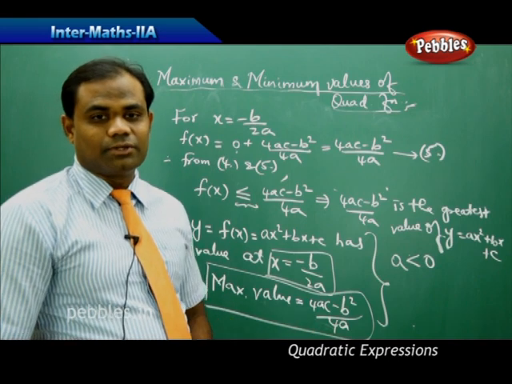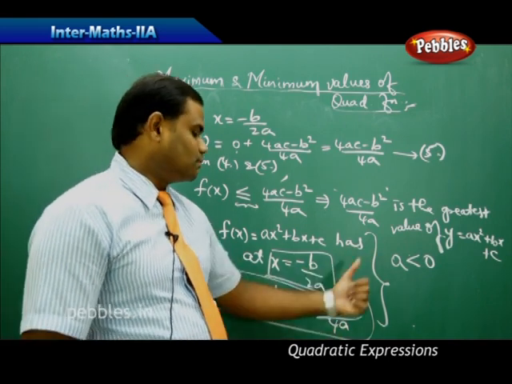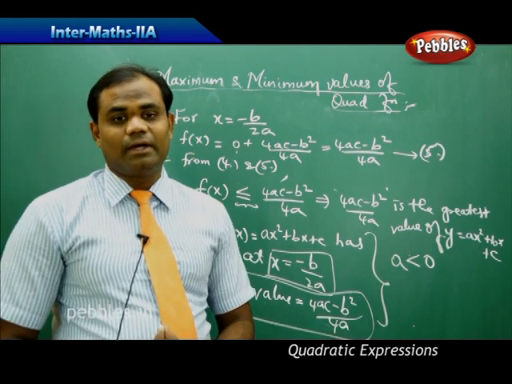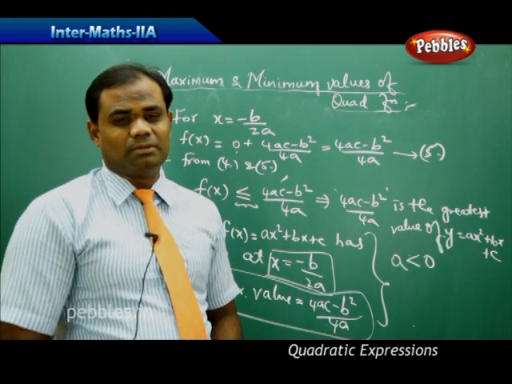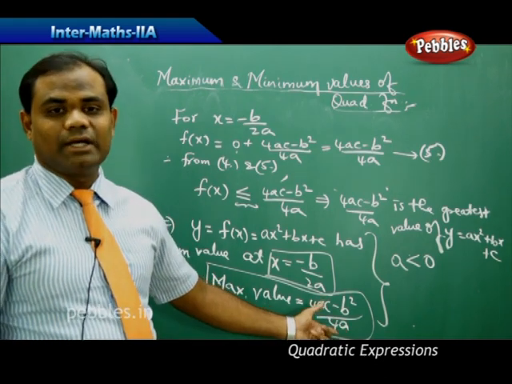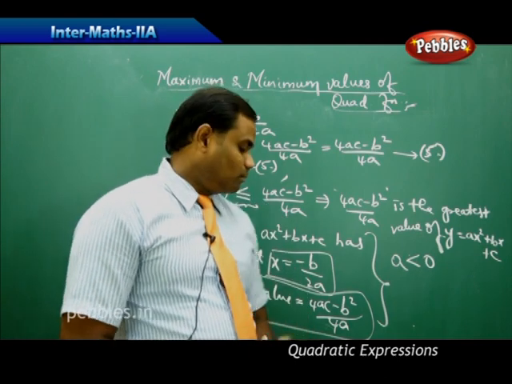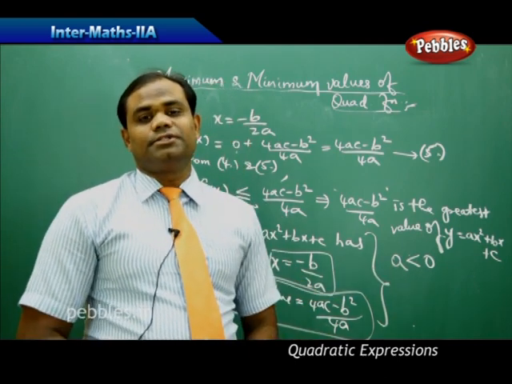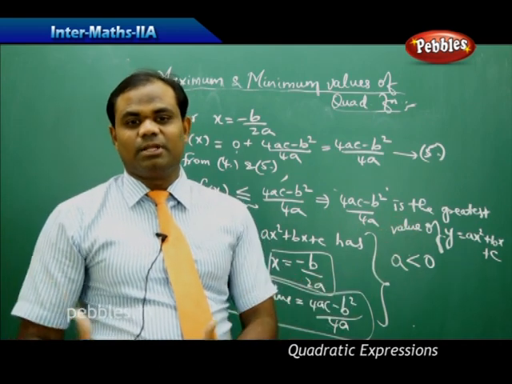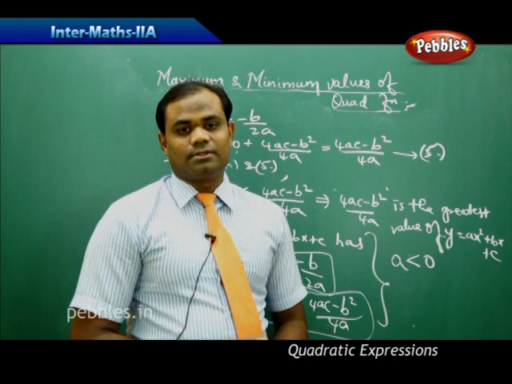If a is greater than 0, this becomes the least value. If a is less than 0, this becomes the greatest value. As we do some exercise problems, we come to know how this is understood, as to why it becomes maximum or minimum. Though the formula is the same, the sign changes the maximum into minimum and minimum into maximum, is how we understand this concept.